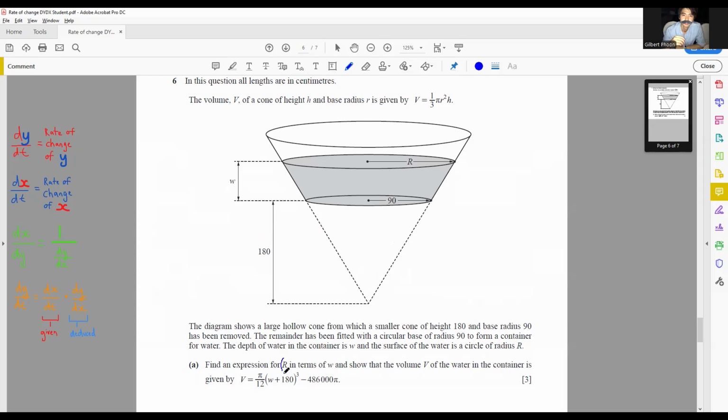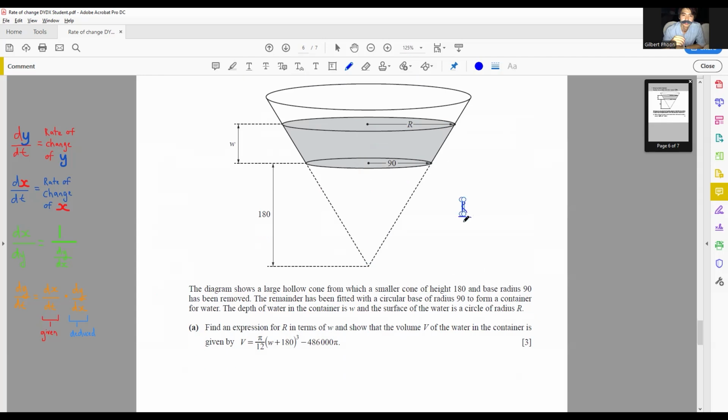First of all, it asks you to find r in terms of W. At this point, you should be able to see that this is a mathematically similar triangle, so we are going to use the expression r over R equals height over height. The r is what we're looking for, so r goes on top over the second radius, which is 90, equals the big height, which is 180 plus W, over the small height, which is 180.